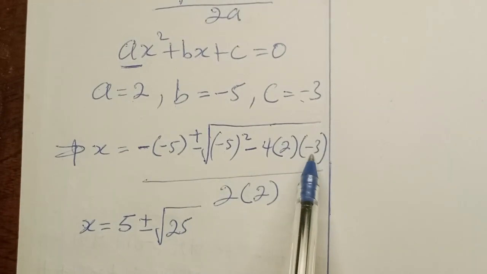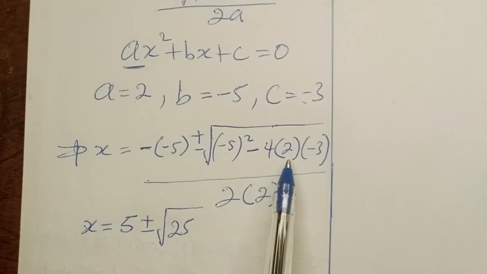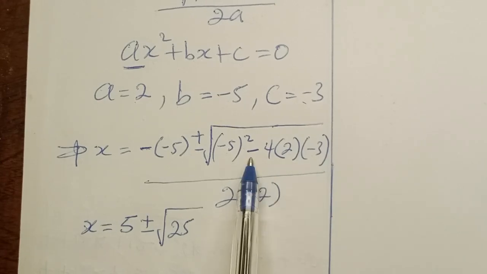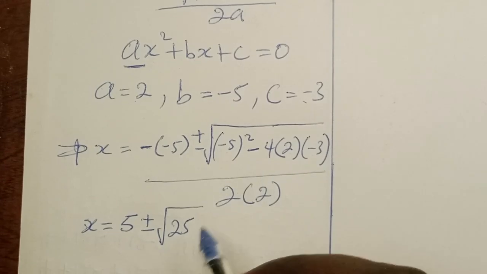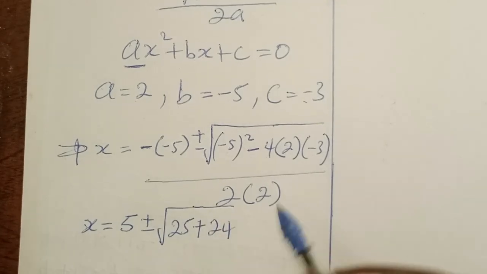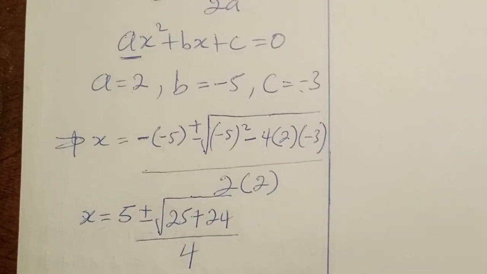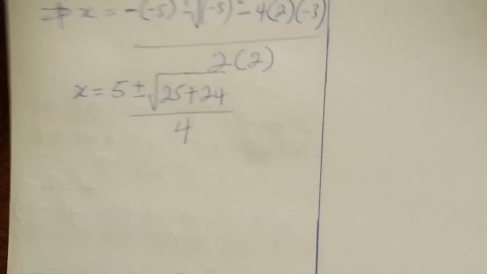So we have now to express this. Minus 3 times 2 is minus 6. Minus 6 times minus 4 is going to be plus 24. As you can see, plus 24. So everything becomes plus here, 24. Then divided by 2 times 2 is 4. This case is the same. Let me try to express this.